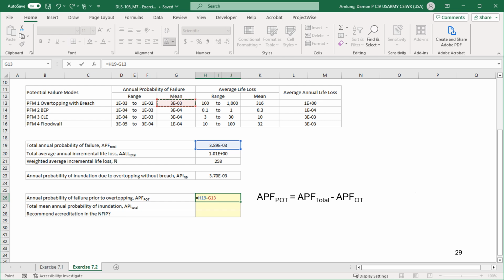The first step is to calculate the APF for all prior to overtopping risk driving potential failure modes. Remember, for NFIP purposes, the total annual probability that the leveed area will be inundated is due to levee breach prior to overtopping and component malfunction or improper operation. To avoid double counting, overtopping with breach is excluded from the calculations. For this calculation, we are using the APF total from exercise 1 and removing the APF for PFM1, overtopping with breach.